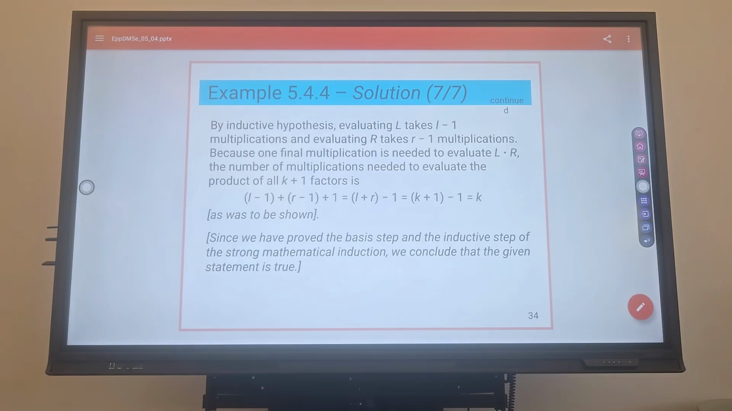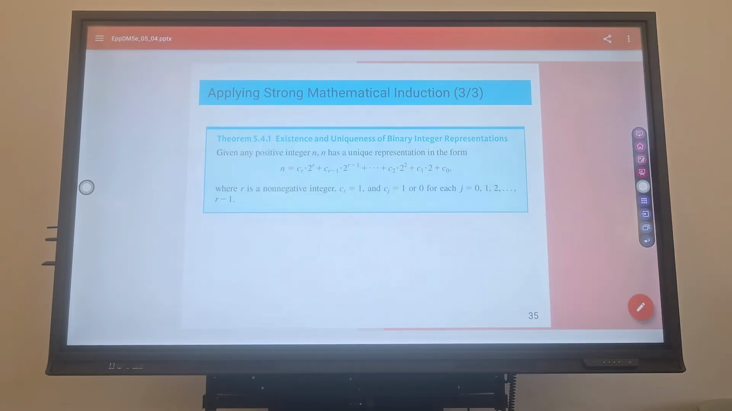Which was to be shown. So we can conclude that the statement is true.